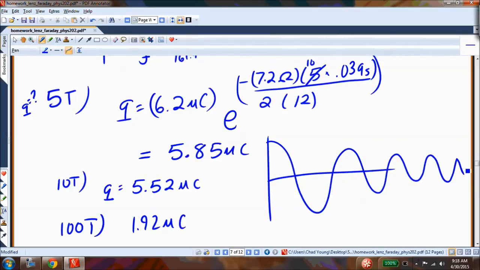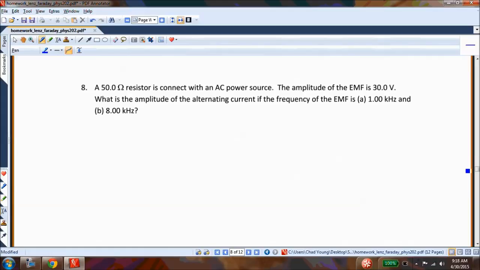This charge gradually gets smaller and smaller. It follows that exponential curve, and it oscillates back and forth, but the maximum gets smaller and smaller because of that exponential function within the charge expression. All right, so that's number 7.